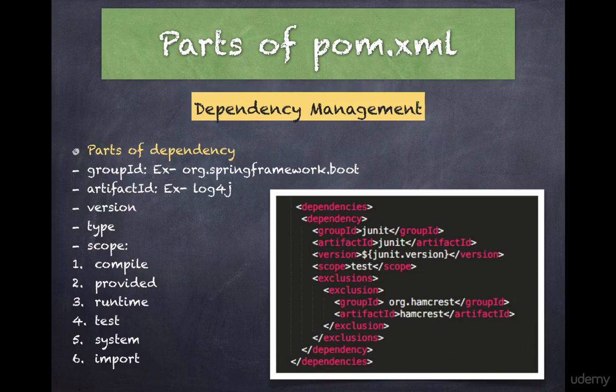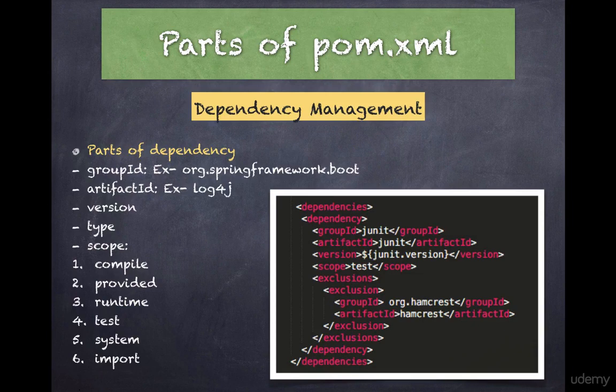The next scope is test scope. In test scope, dependencies that are only needed for test compilation and execution, for example JUnit or TestNG or Mockito, must be defined under the test scope. These dependencies also don't get packaged into the final artifact.